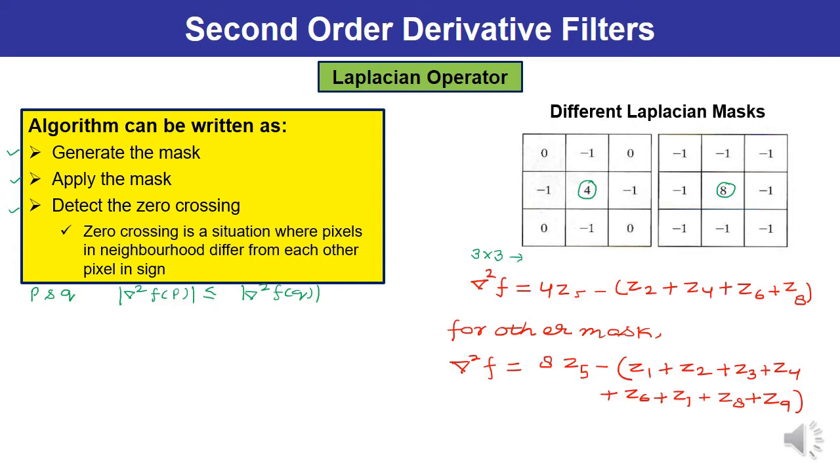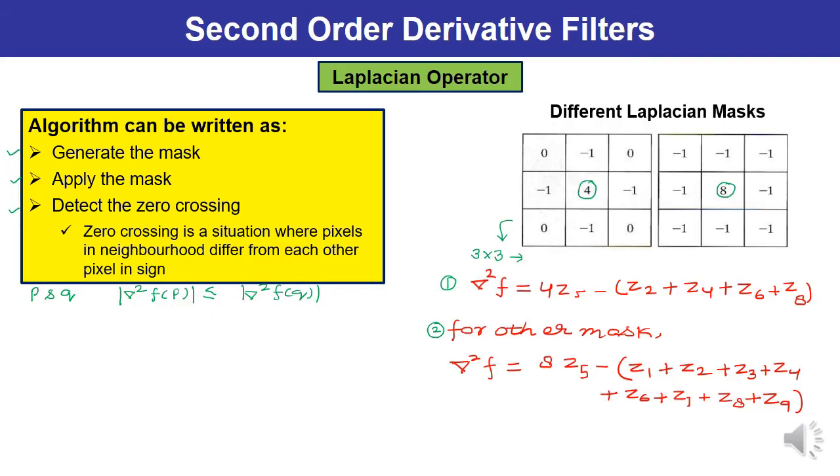So del square f, what is this? For the first mask you can write it as: the center coefficient, which is the positive one, 4 times z5, its location is z5, minus the sum of all these 4 coefficients, z2, z4, z6 and z8. So this is how you can write it. And for the second mask, you can see the center coefficient value is 8. So 8 times z5 minus the sum of all the remaining coefficients which are available. This is how you can represent it.